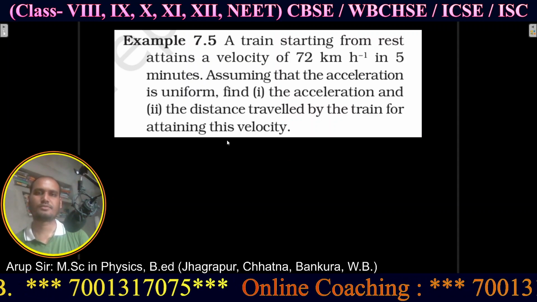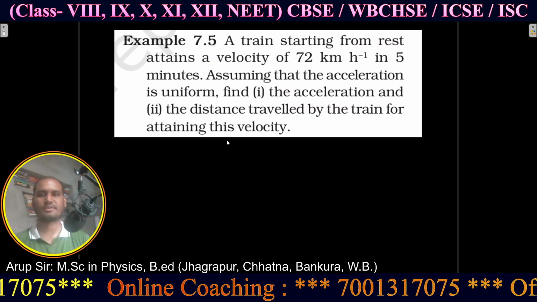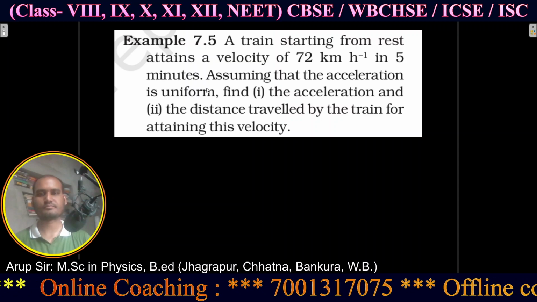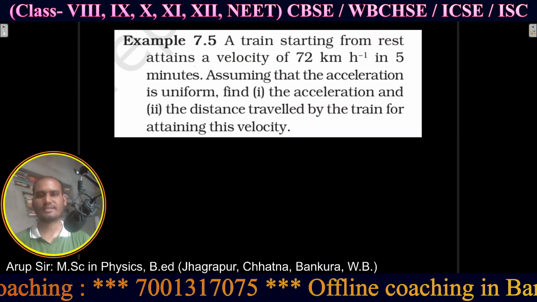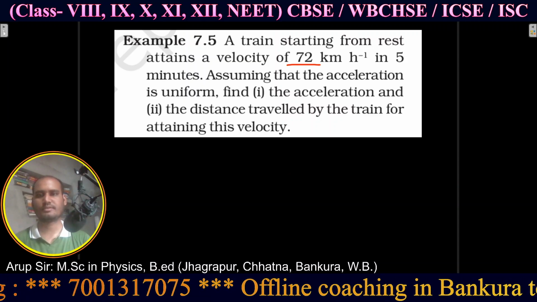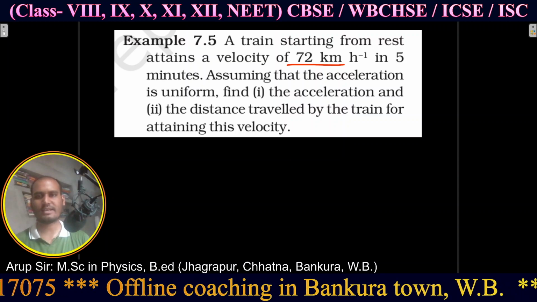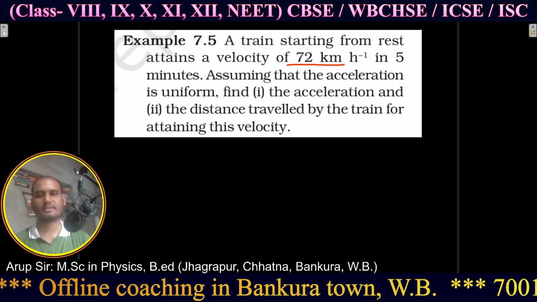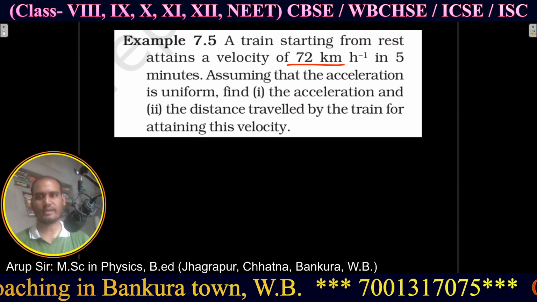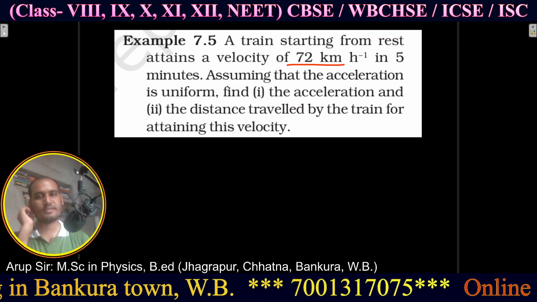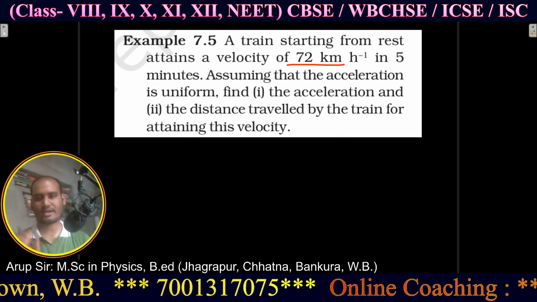Okay, so basically this is example 7.5 of NCERT. The question is, a train starting from rest attains a velocity of 72 km per hour. If you are also noticing the same thing as I have marked here, then you are wrong. Why? Because information is already given before the marked position.